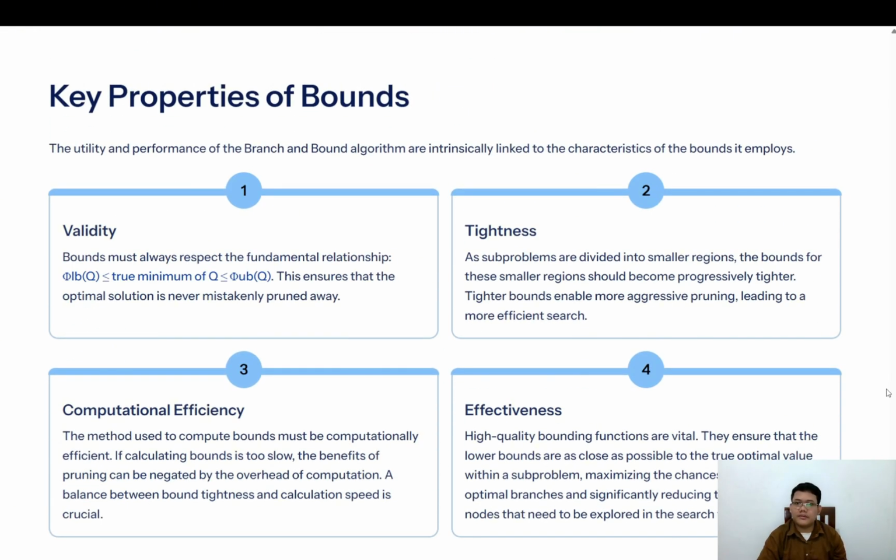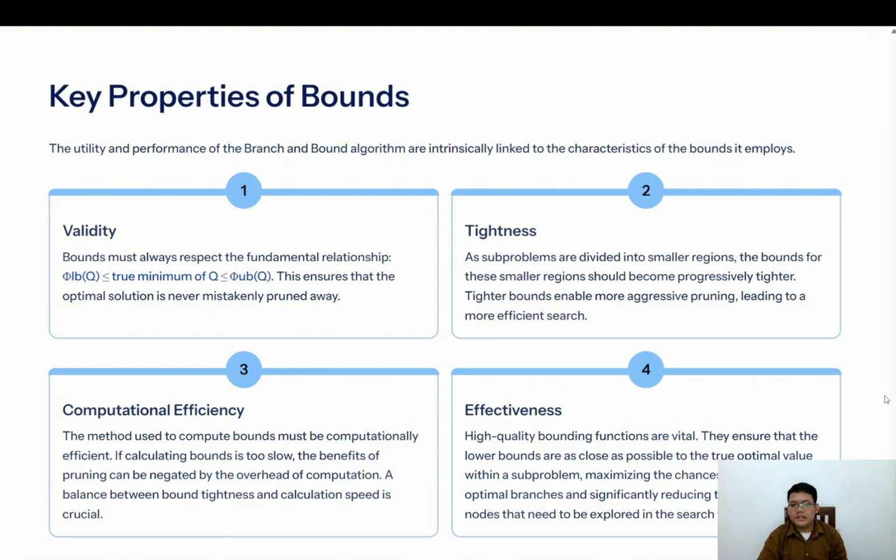Key properties of bounds. Validity. Bounds must always respect the fundamental relationship. This ensures that the optimal solution is never mistakenly thrown away. Tightness. As subproblems are divided into smaller regions, the bounds for these smaller regions will become progressively tighter.